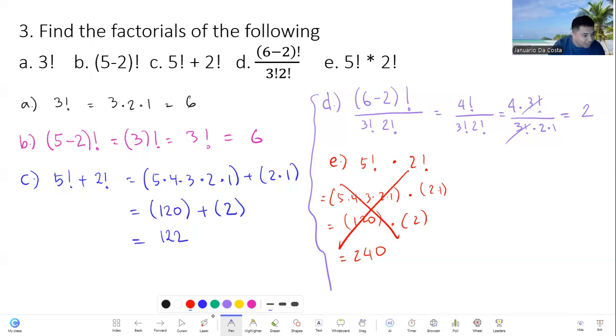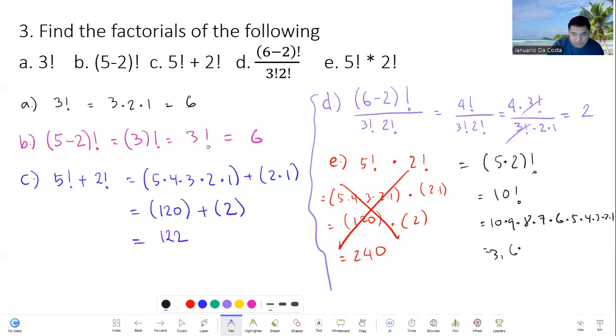Okay, the correct way of doing it is this way. You need to multiply 5 times 2 first. And then factorial: you just write 5 times 2 factorial like this. So you will get 10 factorial. Understand? So that will be 10 times 9 times 8 times 7 times 6 times 5 times 4 times 3 times 2 times 1. That's 3,628,800.